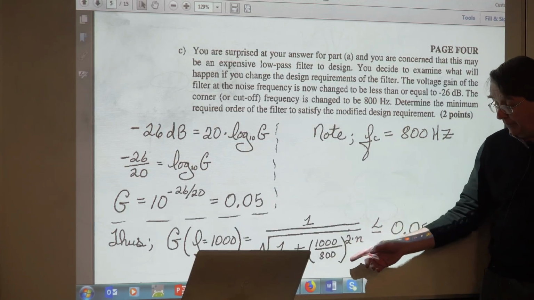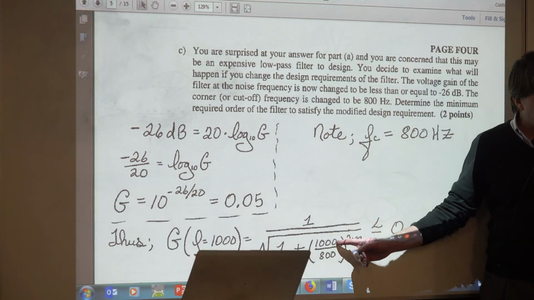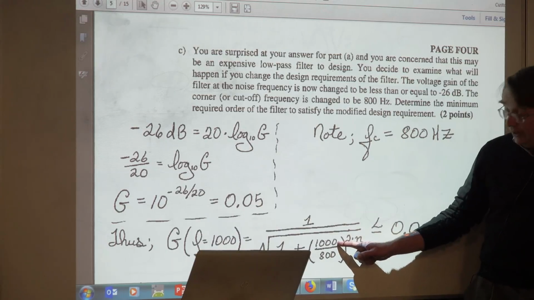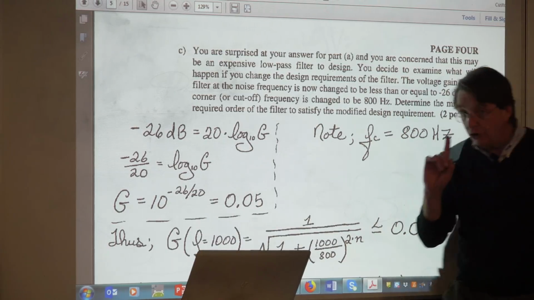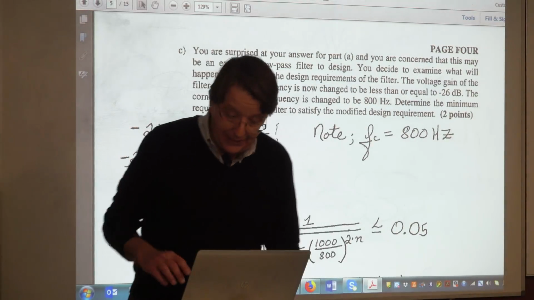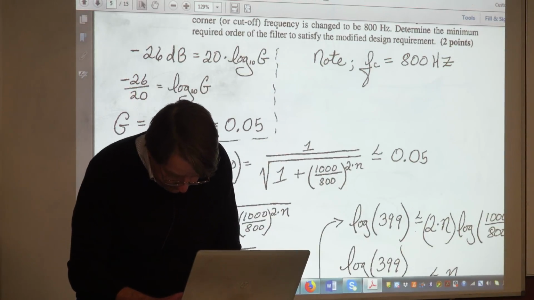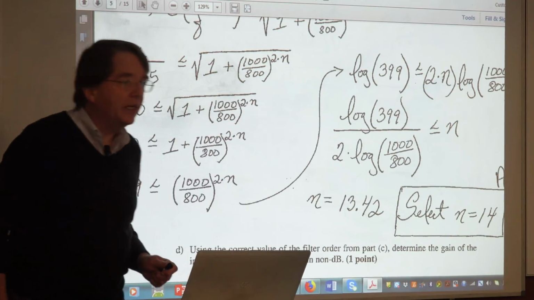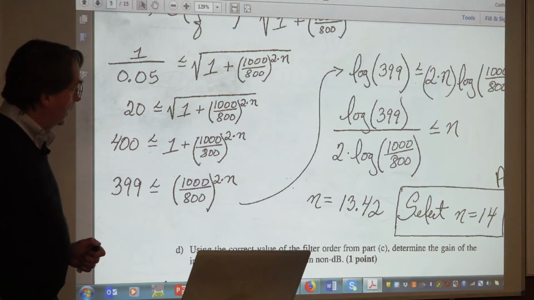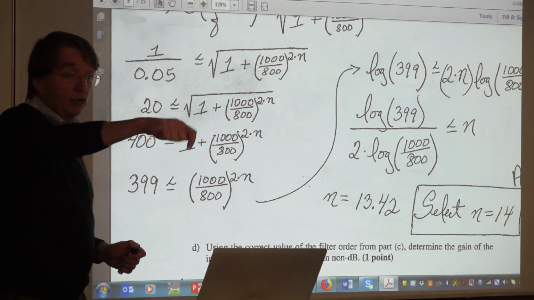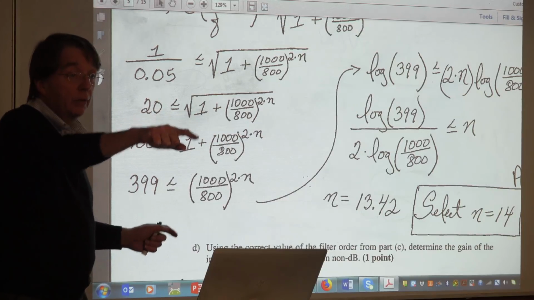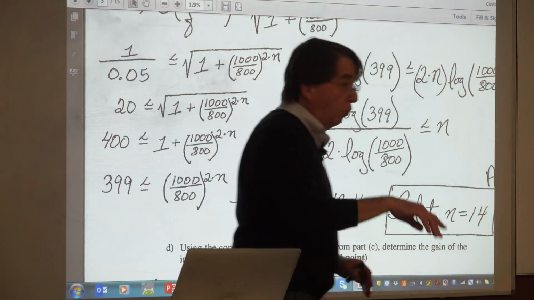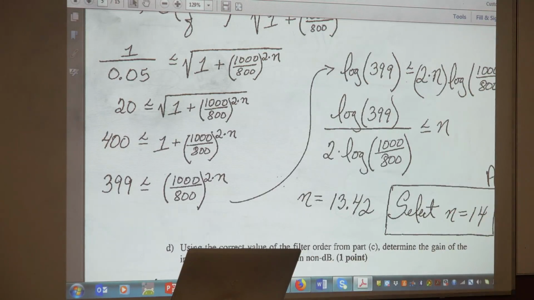I plug everything in. Again, be careful, the f that's here goes in the numerator. I want the gain at 1,000, and I have 800, and now I don't know what n is for this case. I need that to be less than or equal to 0.05. I actually found this fun to do as I was doing it. So now I get 14. My colleague, did I scroll down too much? No, you're fine. We're good? Okay. So what I get is 13.42. Always go up. Don't round and say I can get by with 13.